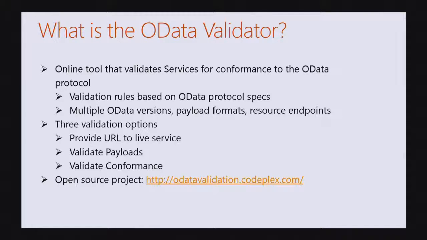You've got 3 different ways that you can use the OData Validator. The first is you can provide a URL to a live resource. So if it's somewhere that the OData Validator can get to through a URL, you can provide that URL. If it's behind a firewall or something, so you can't provide a URL to it, you can actually take your payloads and paste them into the validator, and the validator will validate your payloads. And then there's also a new ability to validate the conformance level that your particular service conforms to.